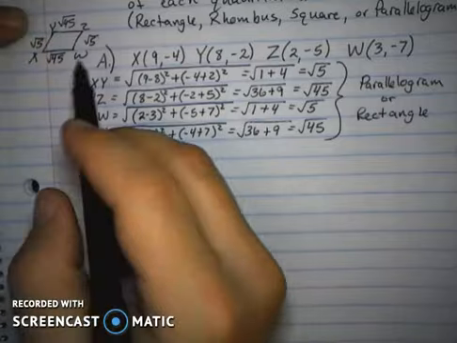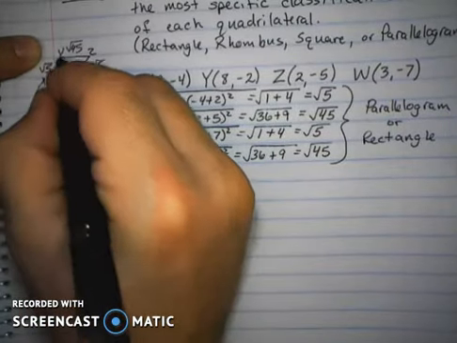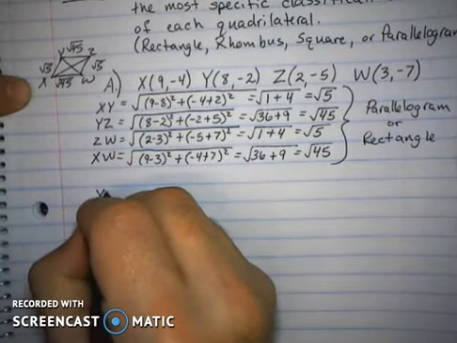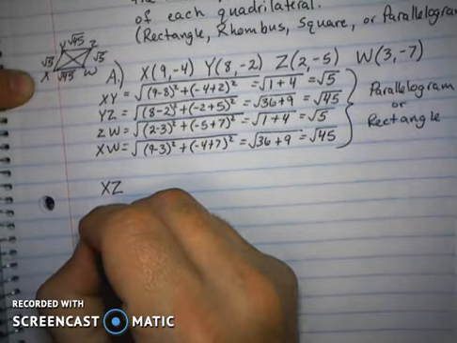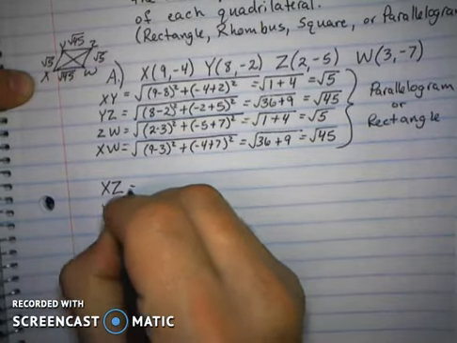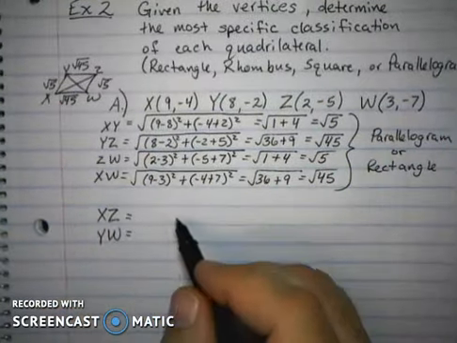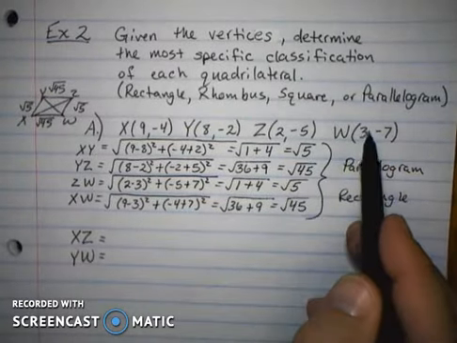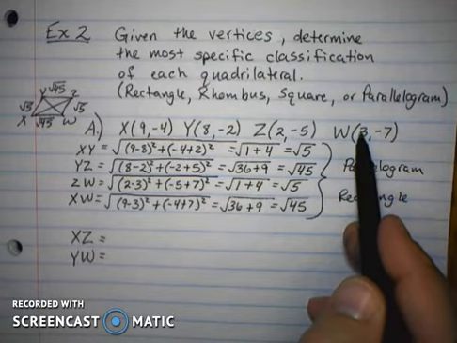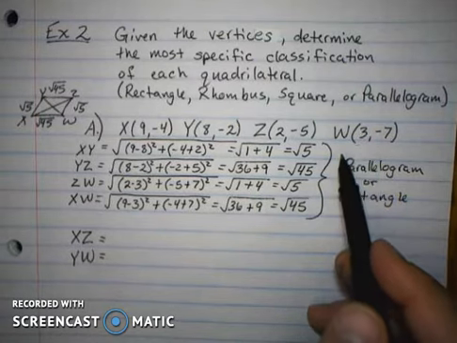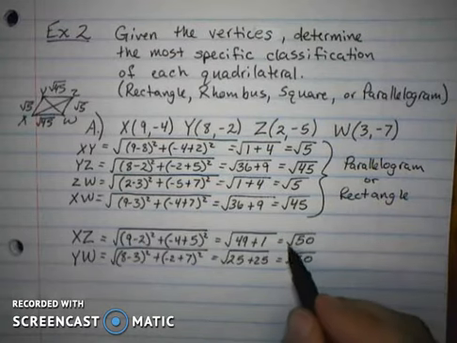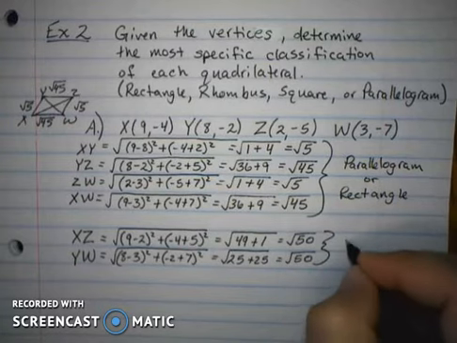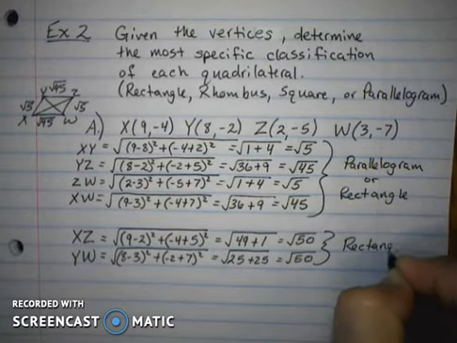So we're going to look at the diagonals. Now, drawing it out helps you understand which segments are the diagonals. xz is one diagonal, and yw is the other. So I want the distance formula for those. Okay, you're going to use these coordinates, x and z together, and y and w together. I want you to pause the video to give yourself time to do that. And we do get that both are square root of 50, which means the diagonals are congruent, which makes this a rectangle.